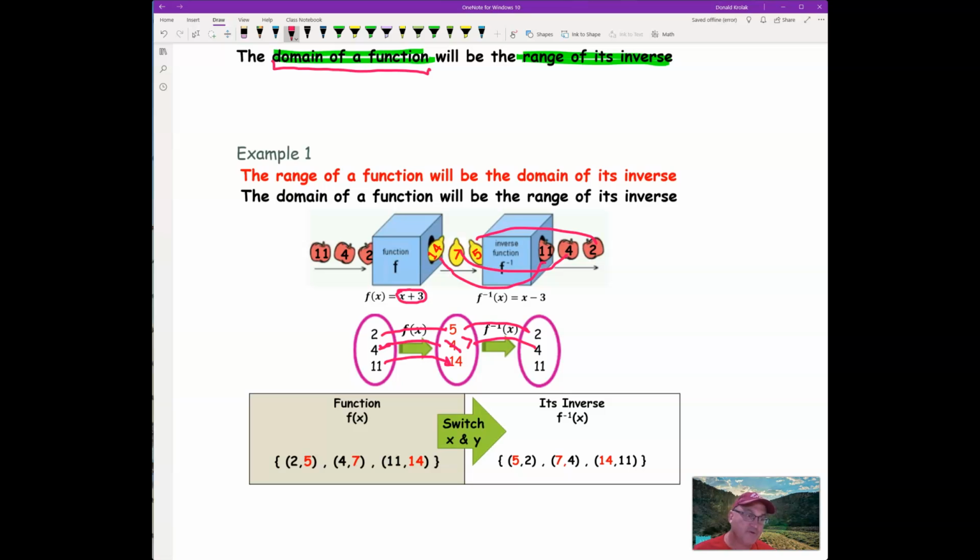All right, so if you look at a set of ordered pairs, if I said write the inverse of this function, and the function is a set of ordered pairs, well, to write its inverse, all you have to do is take the x and y's and switch them. So (2, 5) would become (5, 2), (4, 7) becomes (7, 4), (11, 14) would become (14, 11). That's how you get an inverse. Take the coordinates and flip them.